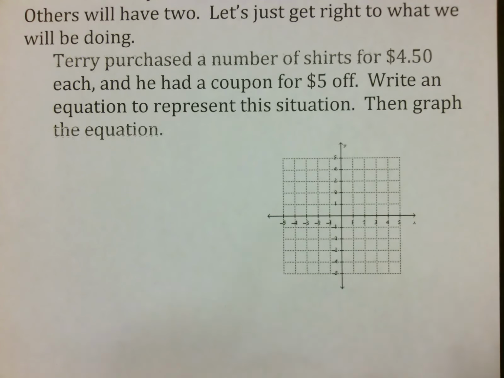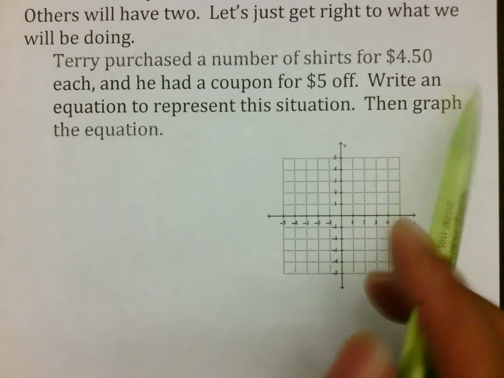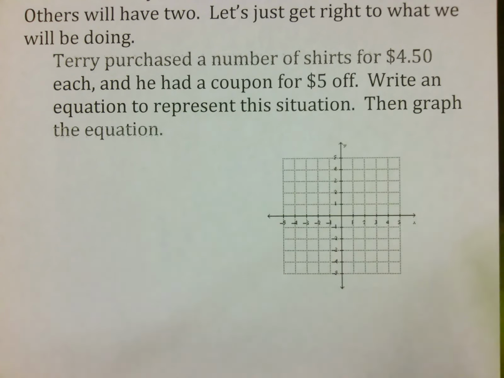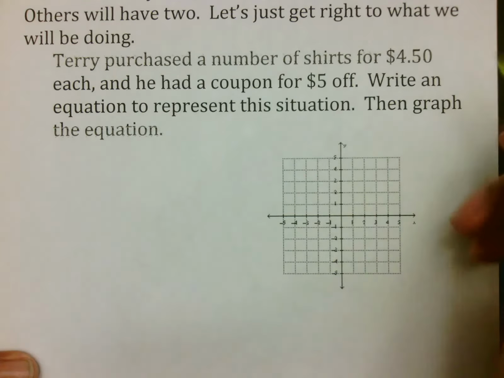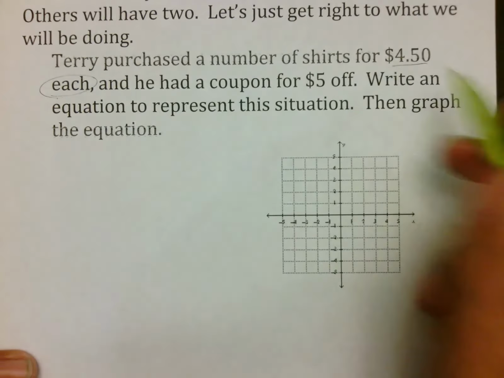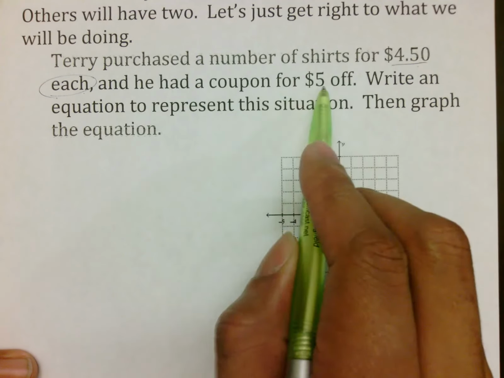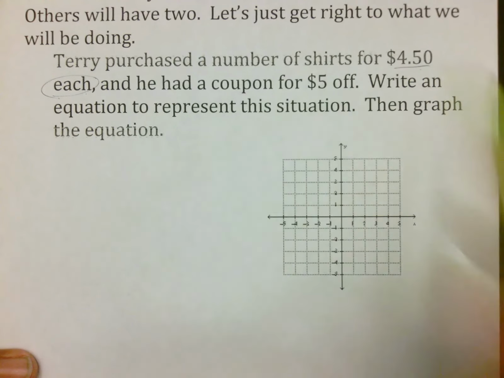So Terry purchased a number of shirts for $4.50 each. He had a coupon for $5 off. Write an equation to represent the situation, then graph the equation. First off, there's only one of these words here, and it's $4.50 each, which means that $4.50 is, of course, my rate of change. The coupon for $5 off means I'm going to take $5 off of the price.